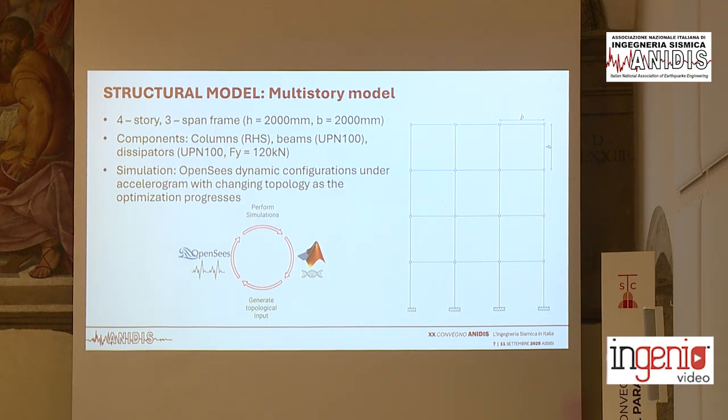And now the dynamic results are transmitted to MATLAB, where the genetic algorithm process takes place. This generates a new topological input file, which is transmitted back to OpenSys for the analysis of the next topology in the OpenSys environment. Each of these topologies constitutes an individual whose fitness is evaluated by computing its dissipated energy. This is continued until the best topology is obtained.